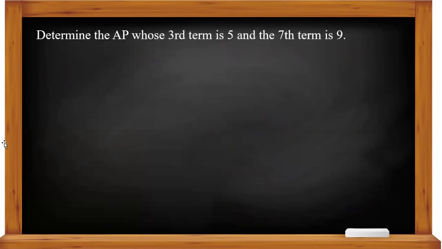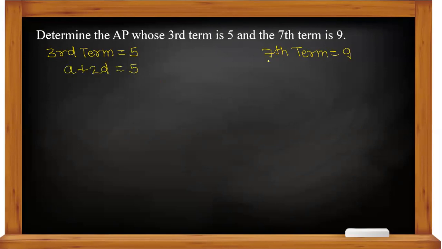Let us see one more question. Determine an AP whose third term is 5 and seventh term is 9. So what are we given? We are given that the third term is equal to 5. What is the seventh term? The seventh term is equal to 9. Now the third term is A plus 2D. It is equal to 5. The seventh term, A plus 6D, is equal to 9.